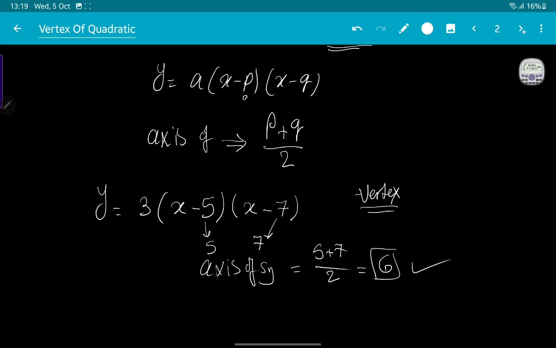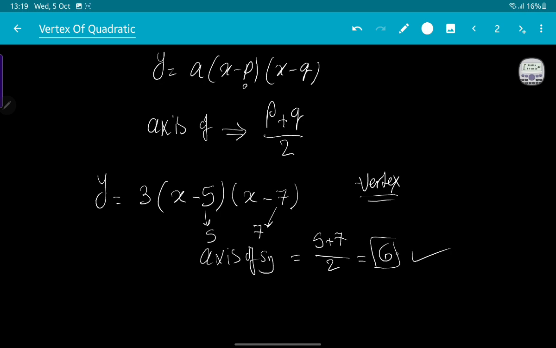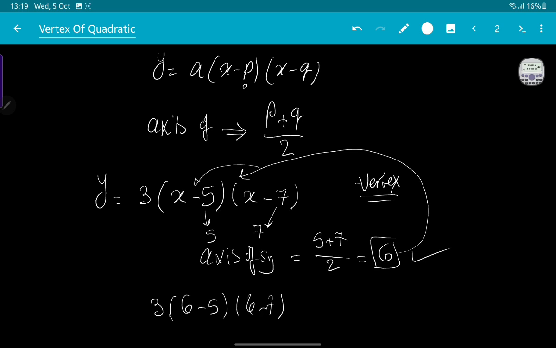So now you have the first answer, 6. Now you should take this 6 and replace it here. So 3 times (6 minus 5) is 1, (6 minus 7) is negative 1, the answer will be negative 3. So your vertex will be 6 and negative 3. Okay, it's easier than it looks.